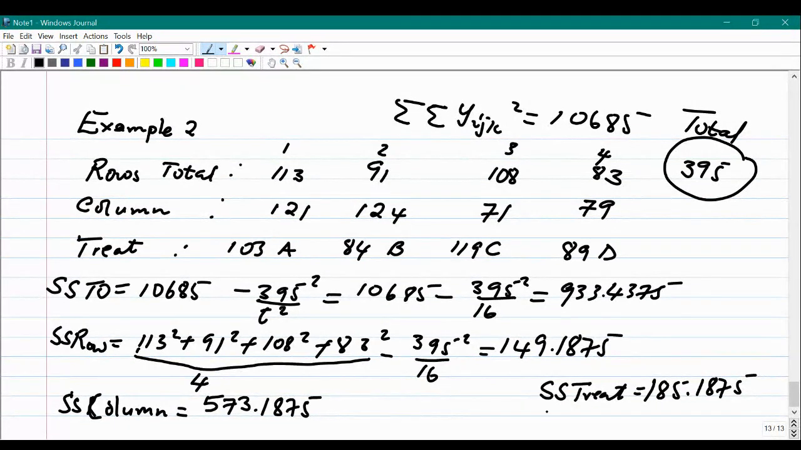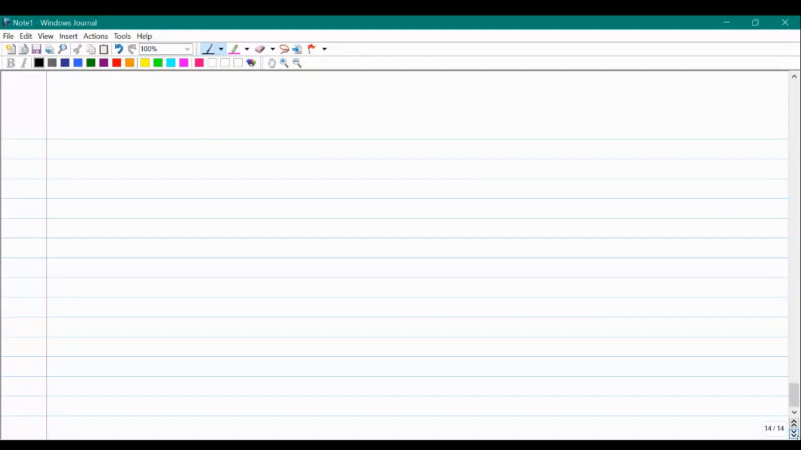So we're left with SSE, right? You know the formula is SSTO minus the rest. What is your SSE? SSE is what? 25.875. Now let's construct our ANOVA. We have the information. The rest we'll do from the ANOVA table, right?